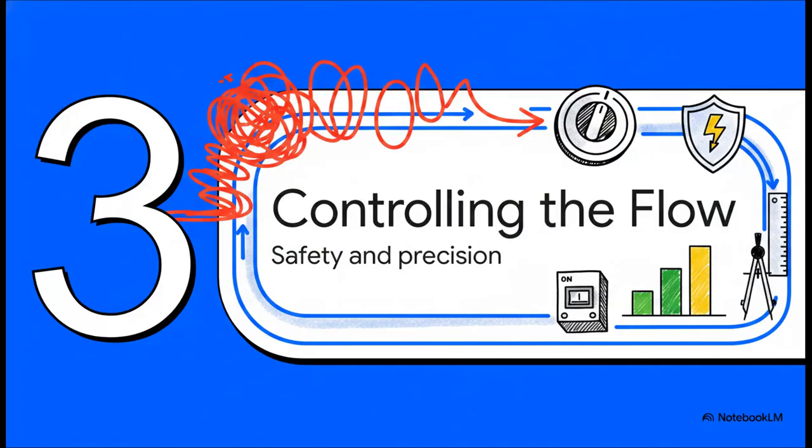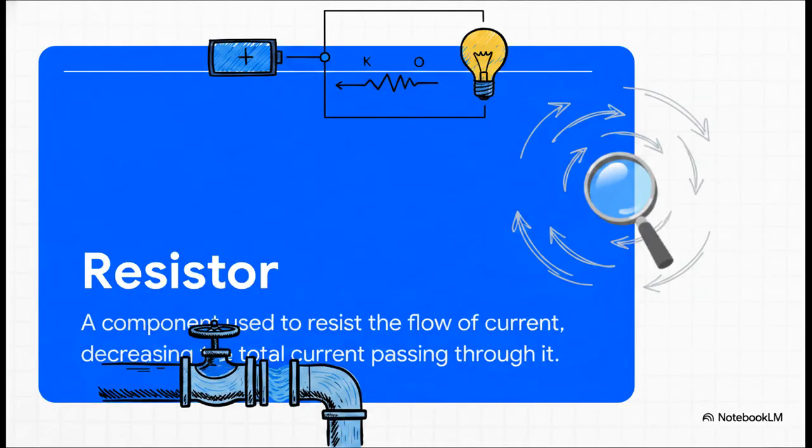All right, part 3, controlling the electrical flow. So we've got power flowing, which is great, but raw, uncontrolled power, that's not just useless. It can be really dangerous for our electronics. We've got to tame it. And our first tool for taming that flow is the resistor. The name kind of gives it away, right?